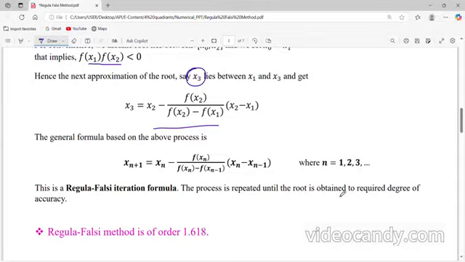Now the convergence of the Regula Falsi method: the order of convergence is 1.618. This is very, very important. No need to prove it, just remember the statement: the Regula Falsi method's order of convergence is 1.618.